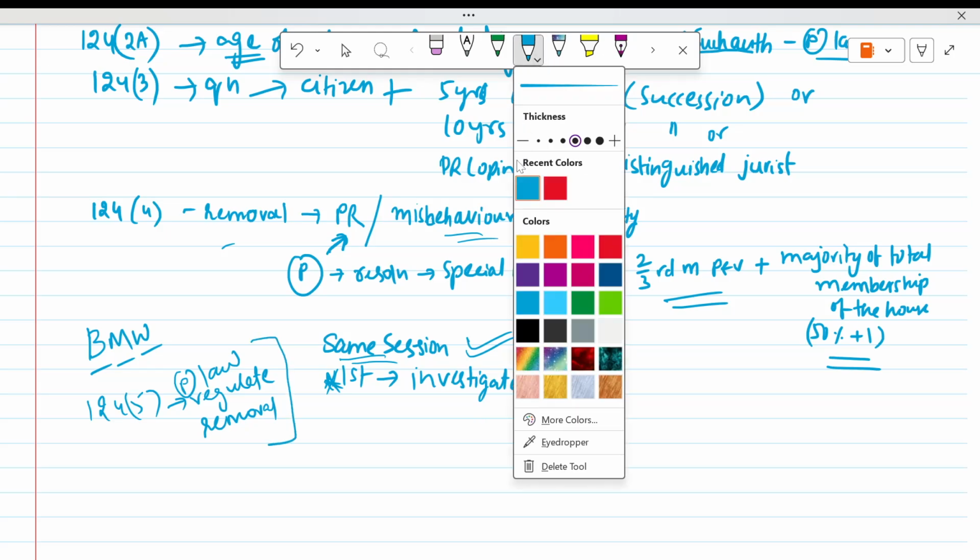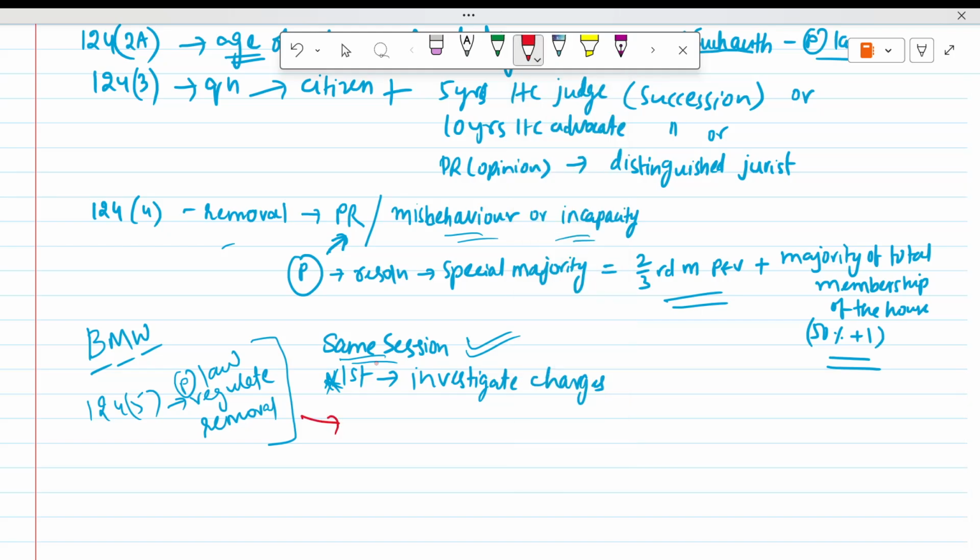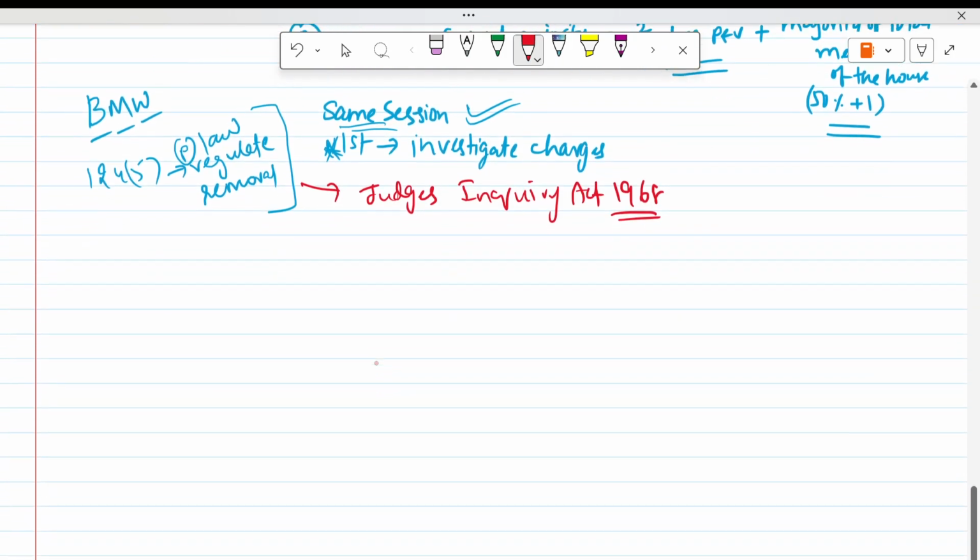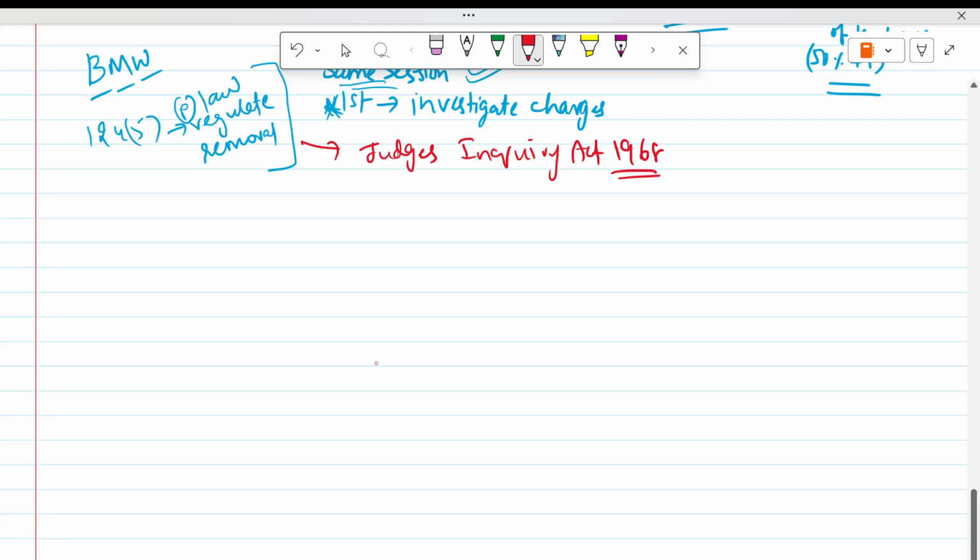So that's why Parliament passed the Judges Inquiry Act, 1968. This was also asked in the exam this year. What does this Judges Inquiry Act say? For example, there is Lok Sabha, the lower house, and there is Rajya Sabha, the upper house.